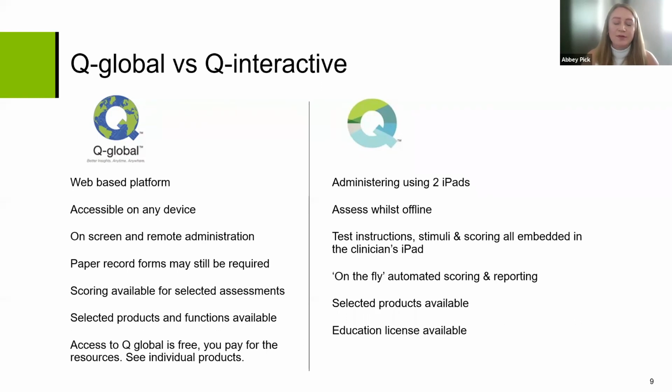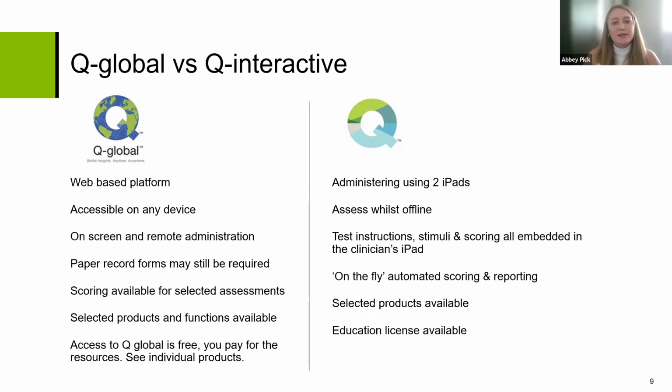Scoring is available for selected assessments. So you do this by entering the raw scores from your record form, or you use the scores collected on screen, and then the report is generated in a PDF or a Word format, ready for you to edit and save to your files. So to access Q Global, it's completely free. You just pay for the resources that you need, but please see the individual products for more information on this.